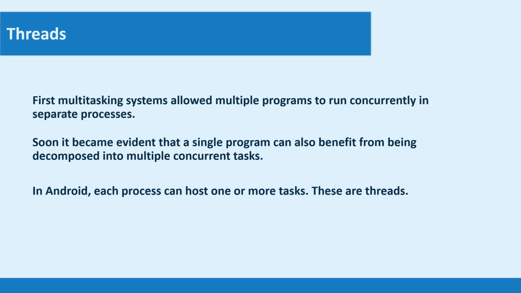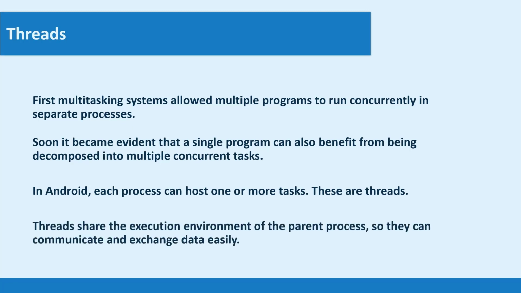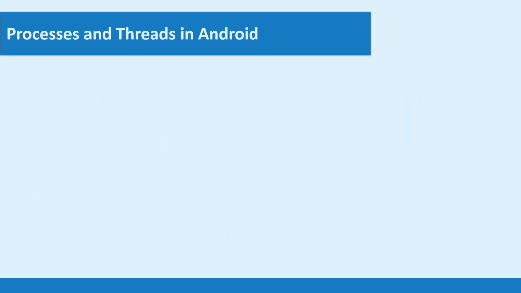Now, unlike processes, threads aren't sandboxed. So each thread gets its own task, but threads don't get their own execution environment. They inherit the execution environment from the parent process. Therefore, this way, threads can easily communicate and exchange data with one another within, of course, the bounds of a single process. Let's demonstrate that graphically.